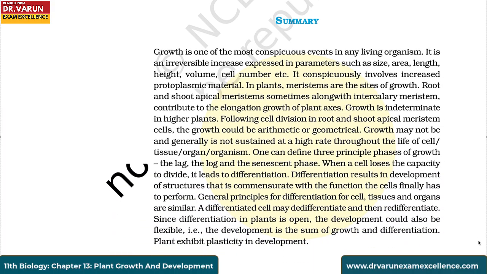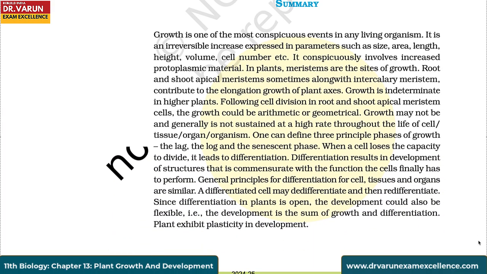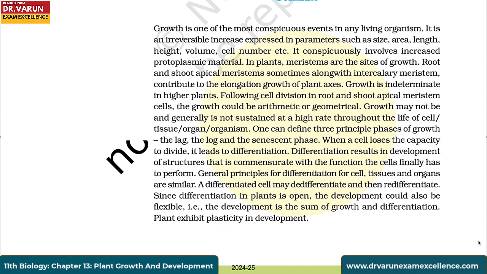Summary. Growth is one of the most conspicuous events in any living organism. It is an irreversible increase expressed in parameters such as size, area, length, height, volume, cell number, etc. It conspicuously involves increased protoplasmic material. In plants, meristems are the sites of growth. Root and shoot apical meristems, sometimes along with intercalary meristem, contribute to the elongation growth of plant axis.